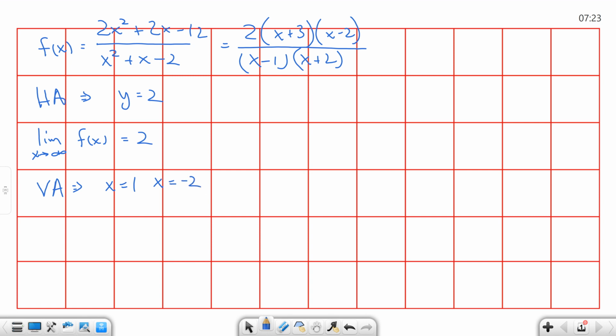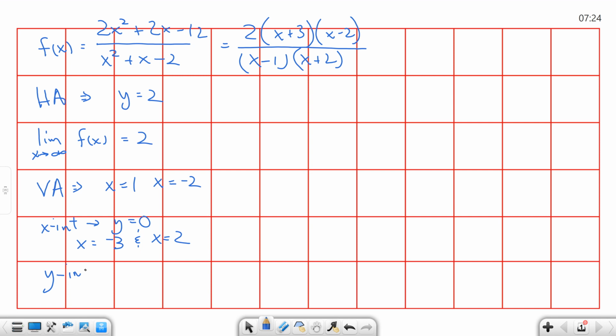So I'm going to start to generate a bunch of information. Then we'll start to make a graph after we've pieced together a couple of these things. Okay, so horizontal asymptote, vertical asymptote, let's talk about x and y intercepts. X-intercepts first. X-intercepts occur when y equals 0, which is another way of saying what makes that numerator equal to 0. And so the numerator would be equal to 0 when x equals negative 3 and x equals 2.